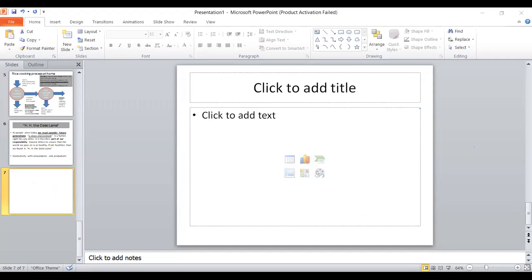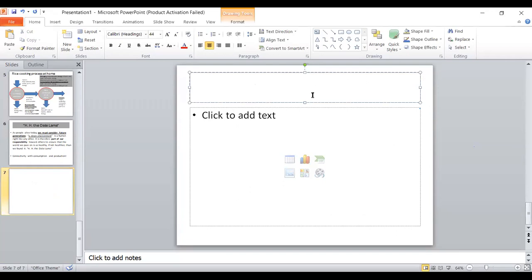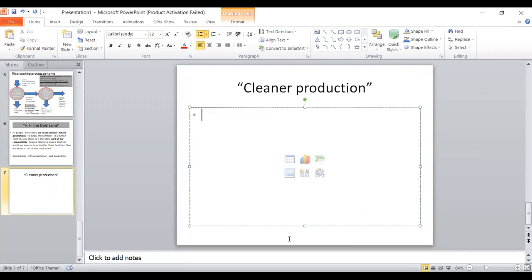The previous one is not a definition, but it's a very good vision that he sets for the world about cleaner production. There is a definition.